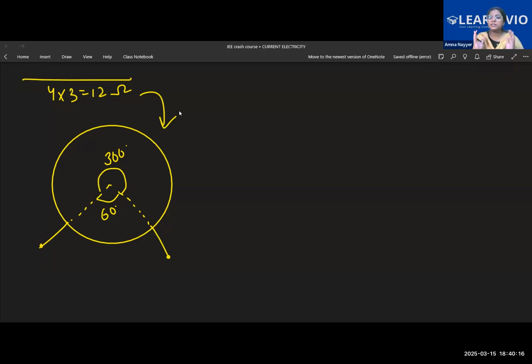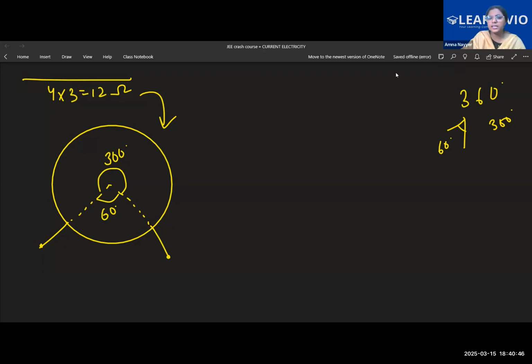Total new resistance that we have is 12 ohms. Now we have to see the ratio. Okay, 60 and 300. Total is 360°, and I have taken out 60° from here, and the rest of the 300 degrees are put. Now I have to divide 12 in this ratio. Got it? I have to divide 12 in this ratio.